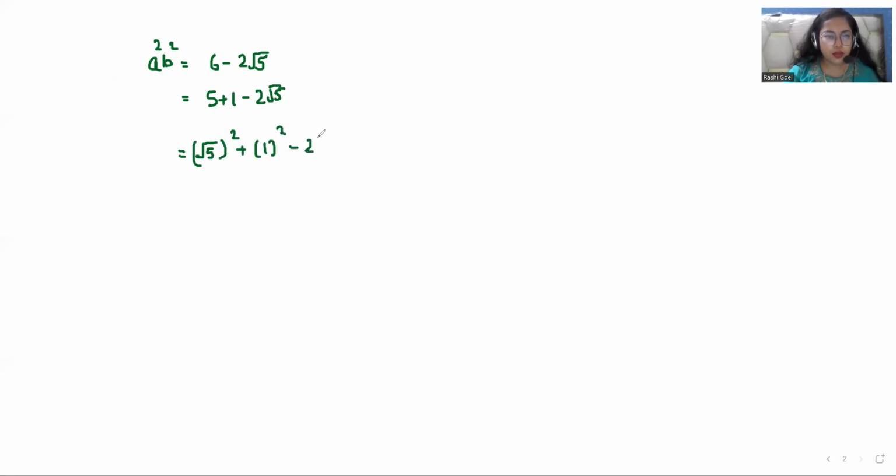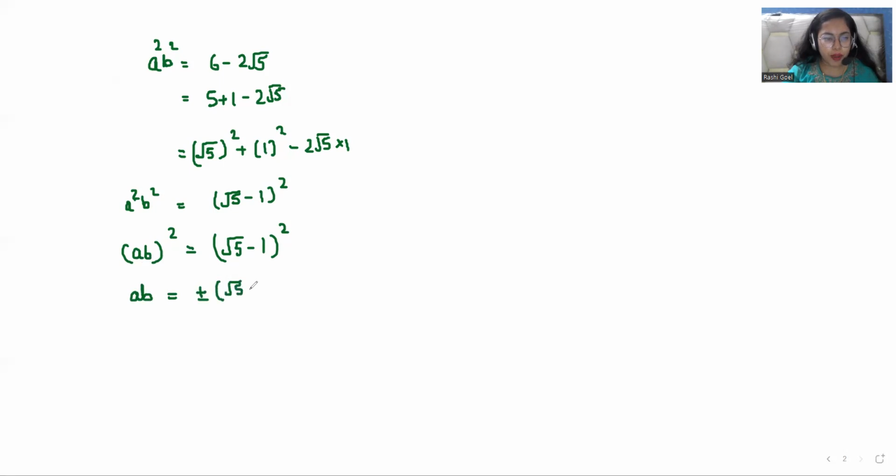Or I can write it as a square b square is equal to, I can write this 6 minus 2 root 5 as 5 plus 1 minus 2 root 5. Or this 5 I can write as root 5 square plus 1 square minus 2 root 5 times 1. So it becomes a formula of a square plus b square minus 2ab, that means a minus b whole square. So a square b square, or I can write it as ab whole square is root 5 minus root 1 whole square. And the value of ab is plus minus root 5 minus 1.